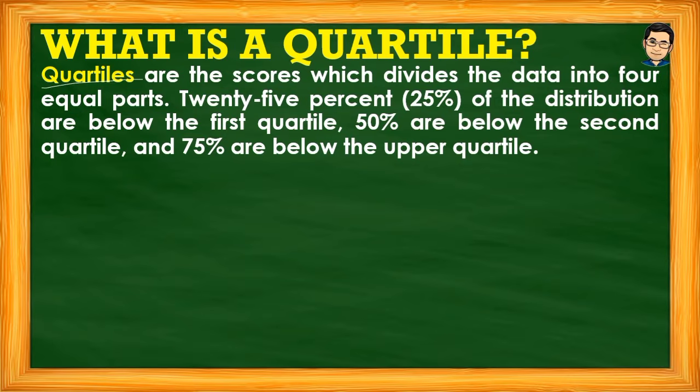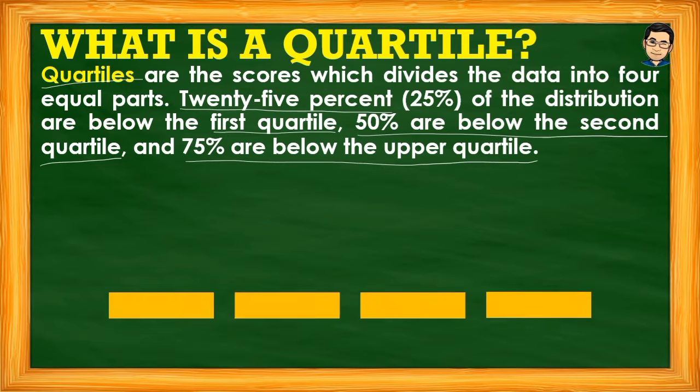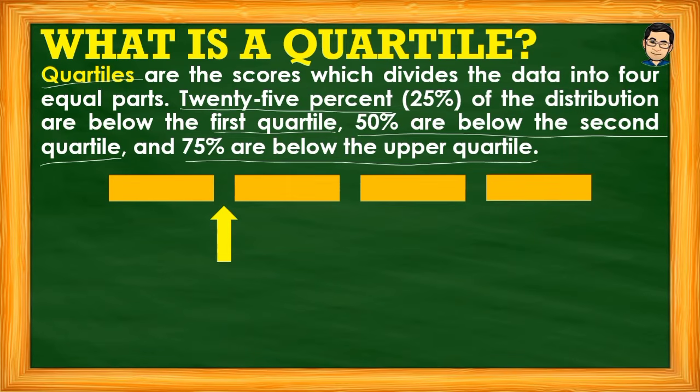And then, 25% of the distribution are below the first quartile. 50% are below the second quartile or the middle quartile. And then, 75% are below the upper quartile. So, to better understand those percentages, let us have an illustration.